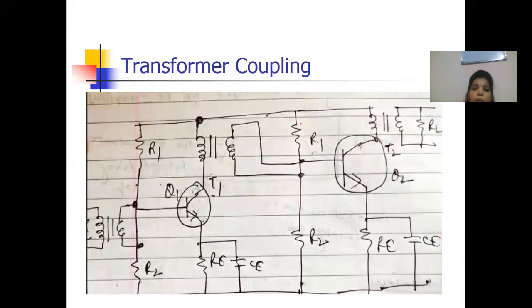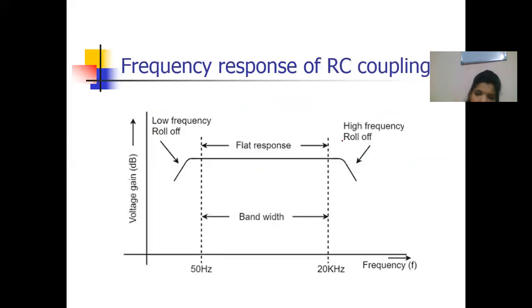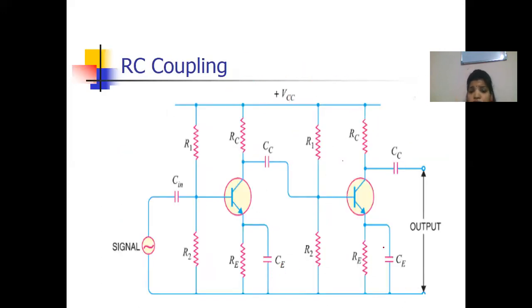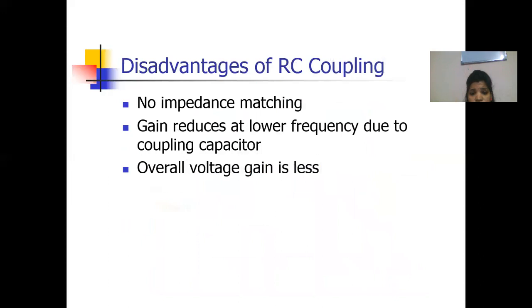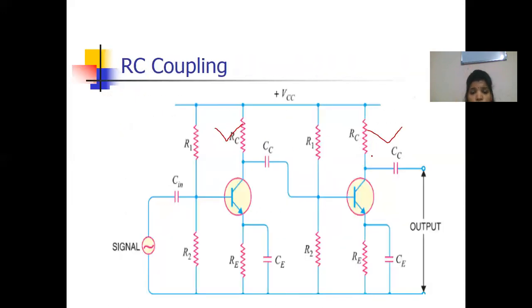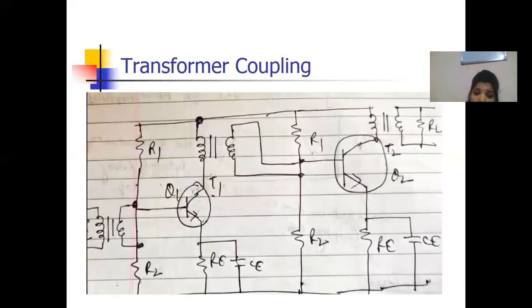The next type of coupling is transformer coupling. If you check, this diagram and that diagram are the same, with only the difference in the load. Here we were using RC, the load and the coupling component, meaning the connecting component. In both places, we will add one transformer.